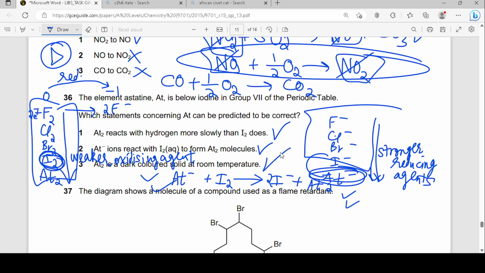That's also right because the intensity of color of the halogens increases down the group. Fluorine is a pale yellow gas. Chlorine is a pale green gas. Bromine is an orange liquid. And even the physical states go from gas to liquid to solid. I2 is a gray solid, although it's a purple gas and brown in solution, but naturally it's a gray solid. And then At2 will be a black solid. So that is also right. Since all three of them are right, my answer is going to be A.